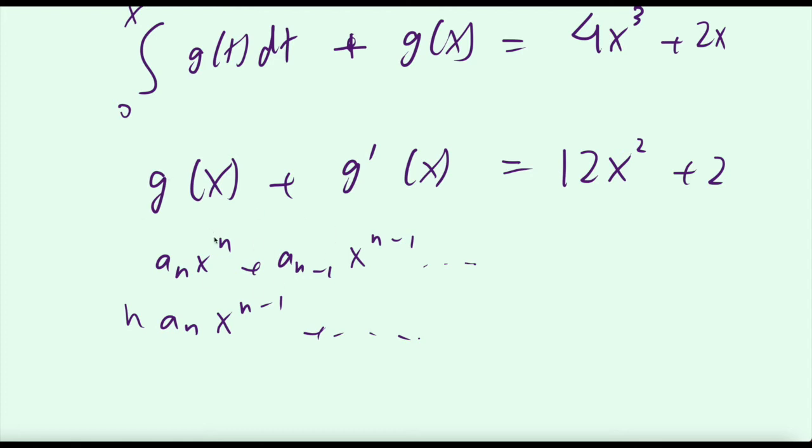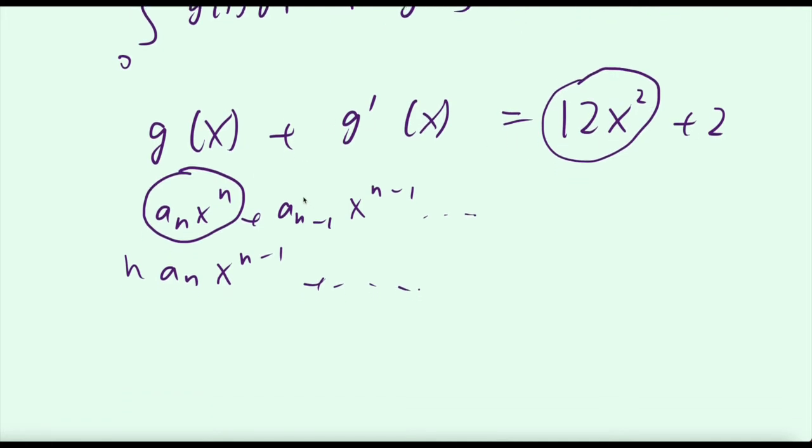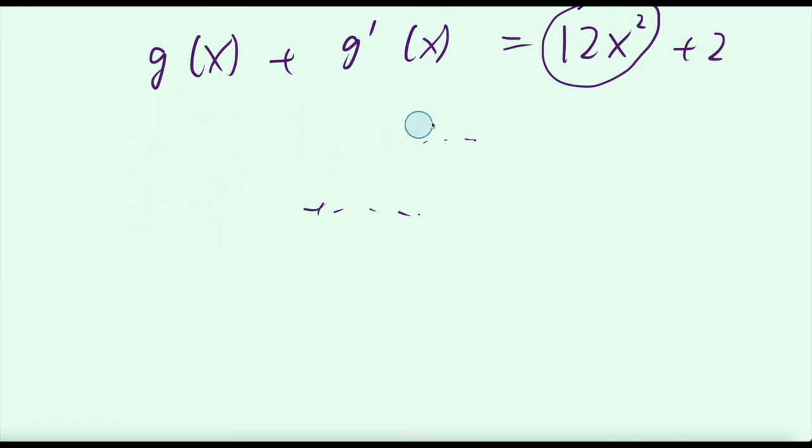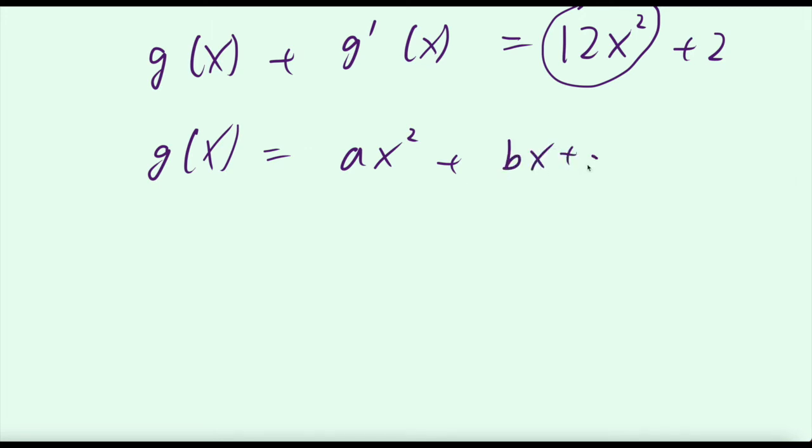If you add them up, the maximum degree of the expression is n, and the maximum degree of the right hand side is 2. So we can see that g of x is a 2-degree polynomial, or a quadratic. So we have g of x is equal to ax square plus bx plus c.